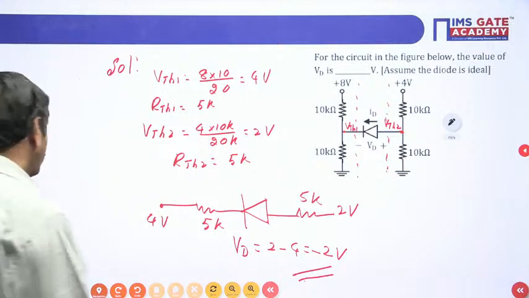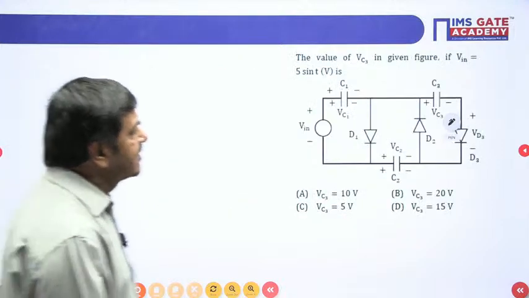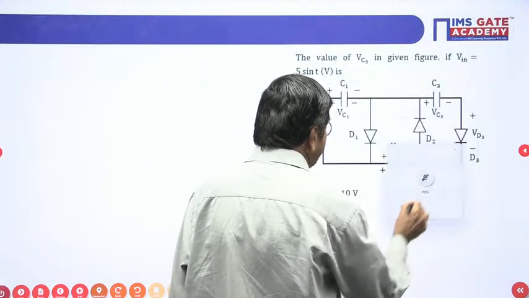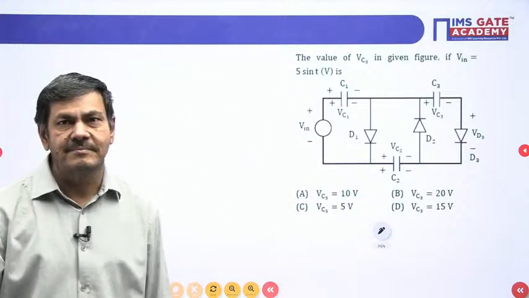And I want to give one more question. You please try this. This is very fast. You can do this one. From the clamping circuit, one question I gave now. By using the clamping, a very direct question. Anybody can do it.